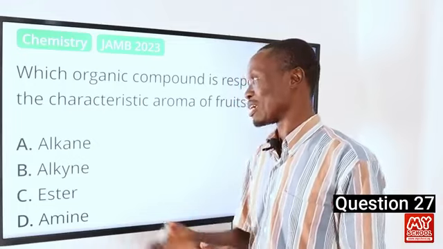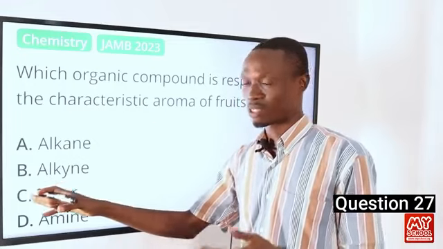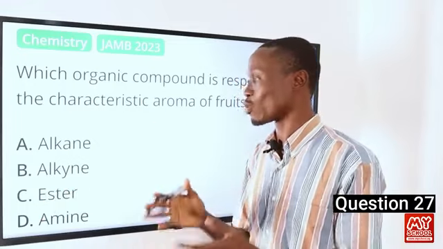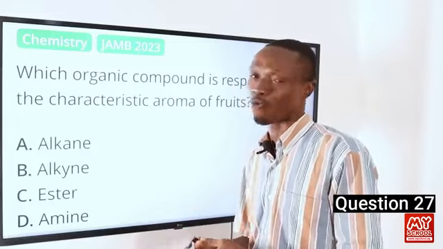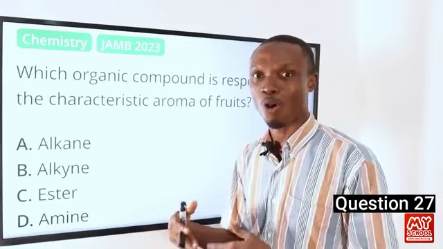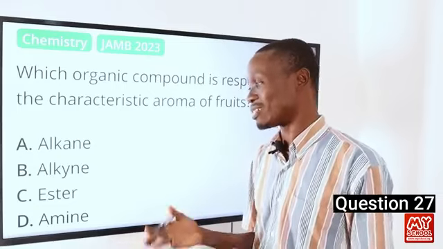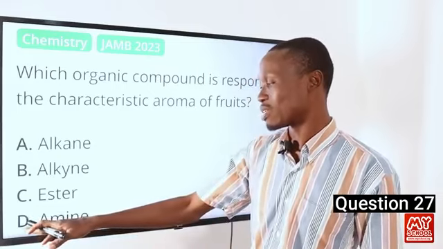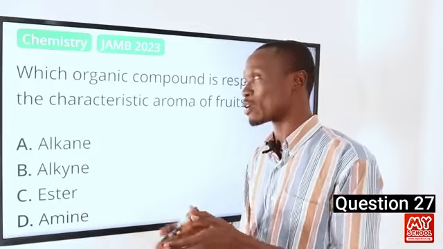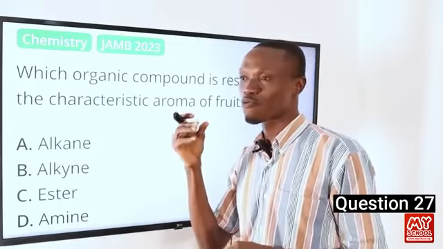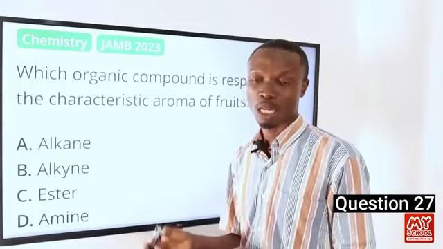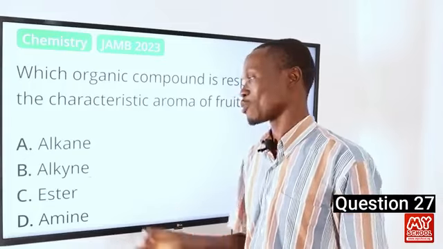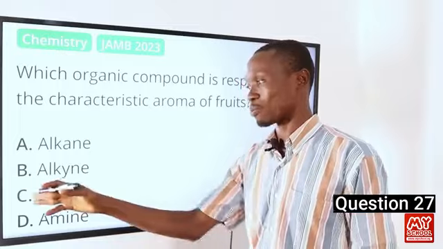So the answer to this question is option C, ester. Ester is the organic compound that is responsible for the characteristic aroma of fruits like apple, orange, tangerine, etc. Option D is amine. Amine doesn't have a fruity smell. Amine has the smell of fish. So our answer to this question is option C.